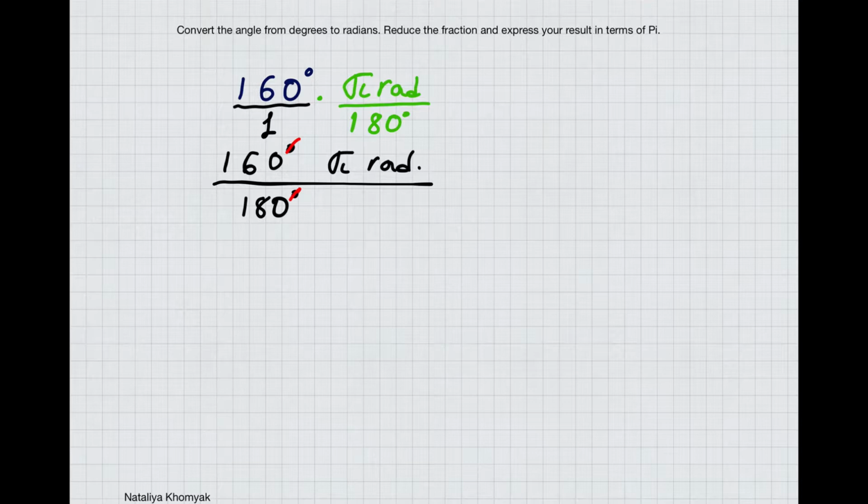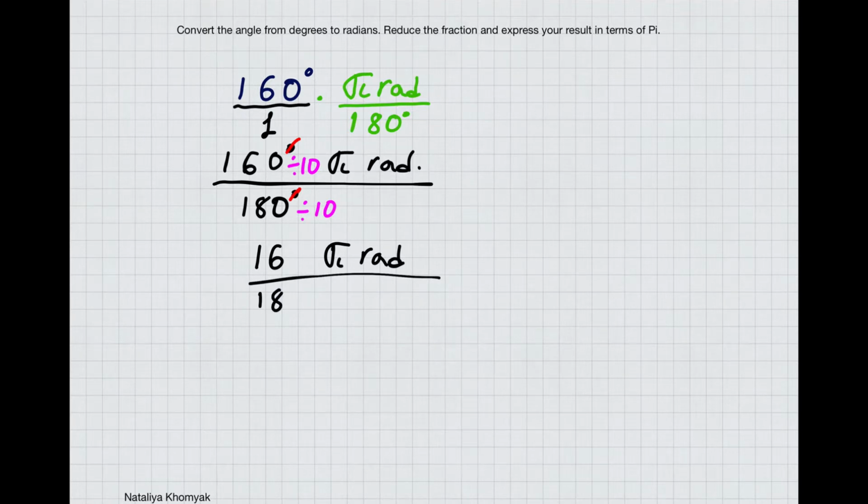Now degrees and degrees will cancel. We can reduce 160 and 180 by 10 since both of them end with a 0. So now we have 16 pi radians out of 18. 16 and 18 are both even numbers, so I can reduce both of them by 2. So we get 8 out of 9 pi or pi radians.